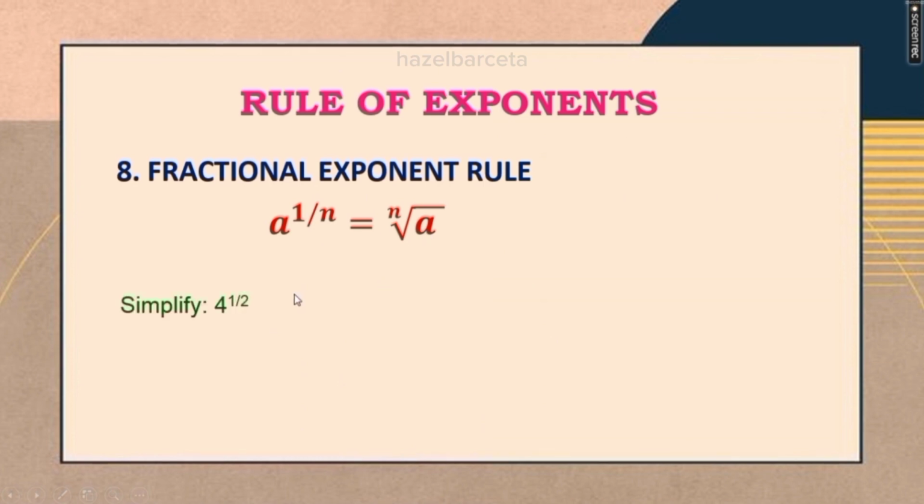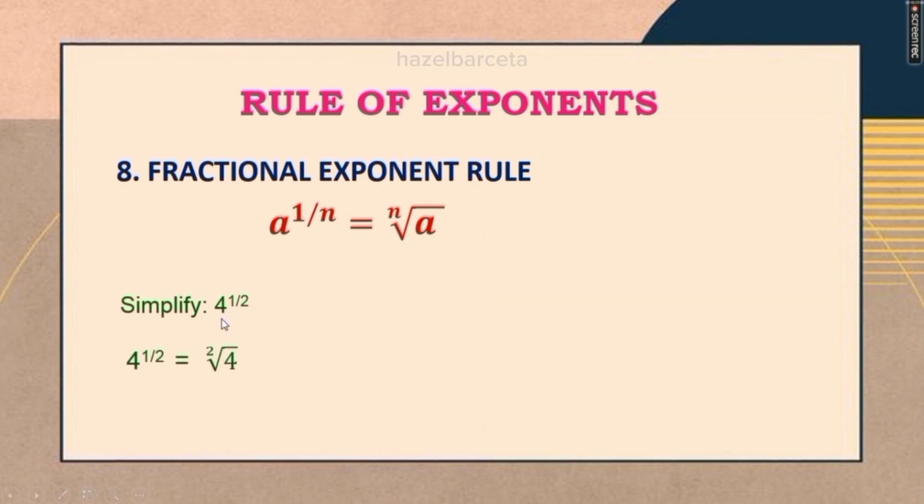So, simplify. Ito po. 4 raised to 1/2. Therefore, 2 ang ating root. So, kapag 2 ang ating root, ano po ang tawag natin? Square root. So, square root of the base, which is equal to 4, is square root of 4. 4 raised to 1/2 is equal to square root of 4. Pero in reality, hindi na po natin nilalagay yung 2 dito, kasi understood na po yun. Kapag 3 ang nilalagay natin dyan or more, cube root naman ang tawag doon kapag 3 na. Going back to the problem, square root of 4 is written like this, and the answer is 2.